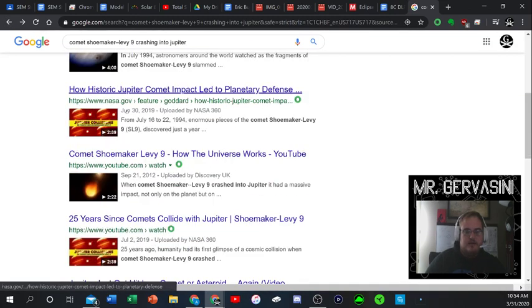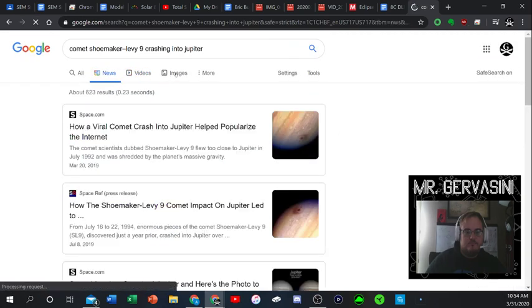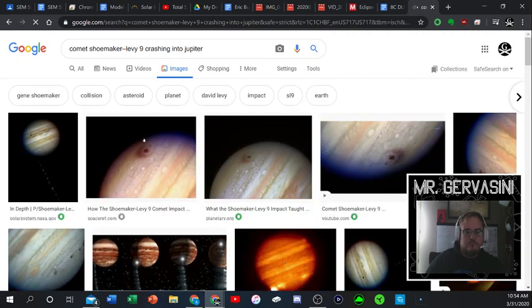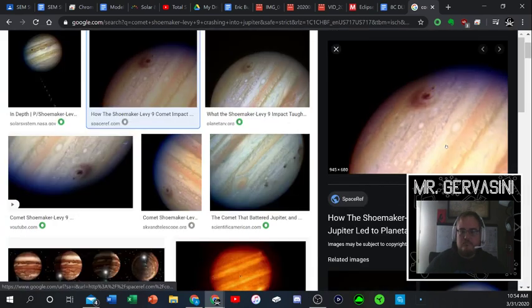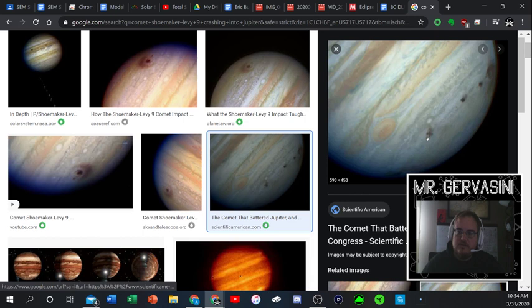I'm trying to look for some actual pictures though. There's that impact. It made a dot and a series of lines, but those lines are probably the size of Earth, maybe a little larger. The Great Red Spot is larger than the planet Earth. A hurricane larger than Earth.